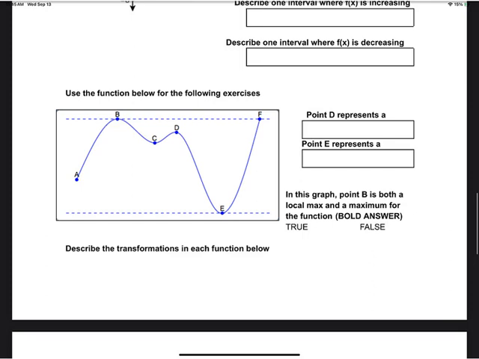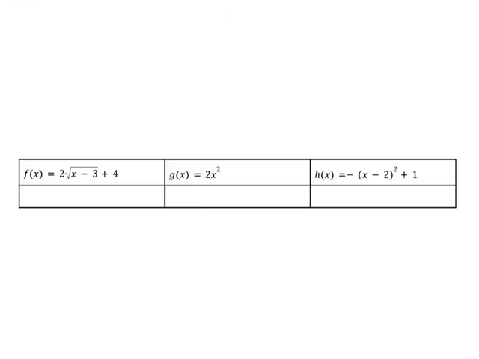Now we got to talk about point D. You can see this function increases and then decreases, so that's a local max, and it's local because this is actually the absolute maximum there. And point E represents the absolute minimum, because there's no value that's smaller. And then point B is both a local max and a maximum for the function, true.